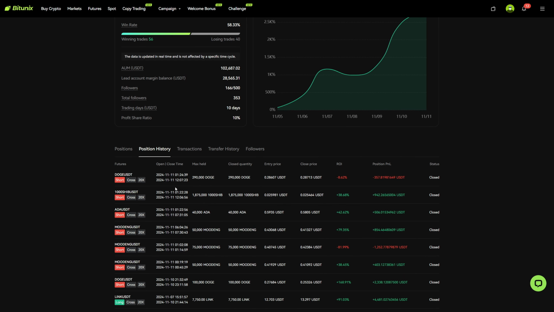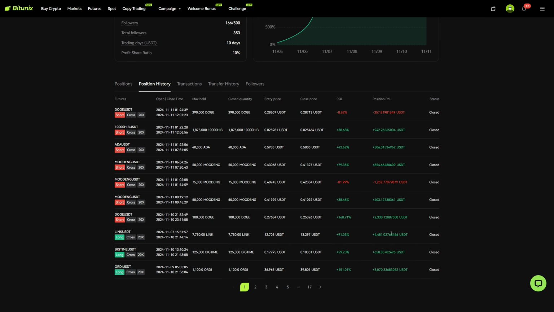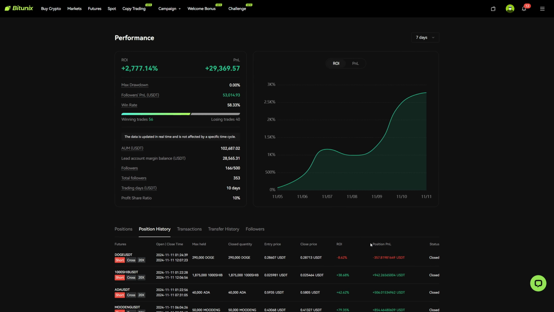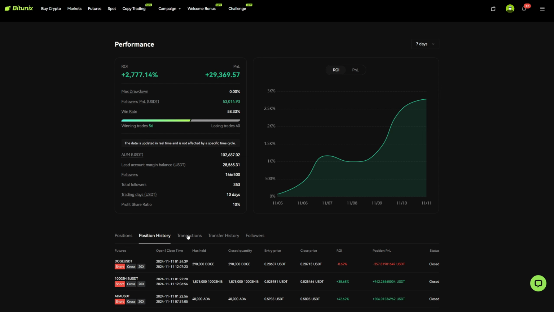Now in the position history, this is very interesting because we can see which trades he took, how much leverage he used, how long he held the trades, what his ROI is, and what his P&L is. So we can see this guy has been performing incredibly well. Most of his trades have been winners, which is definitely a very good thing. So this guy seems to be a pretty reliable trader.